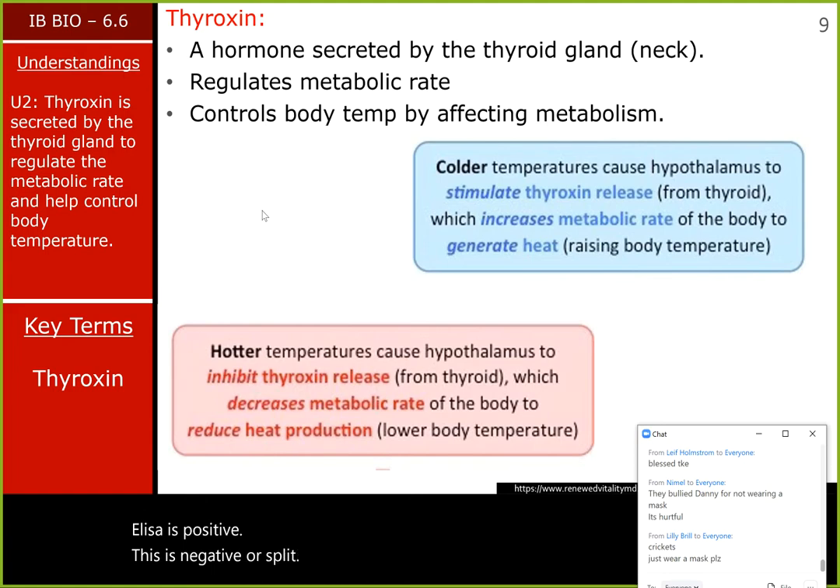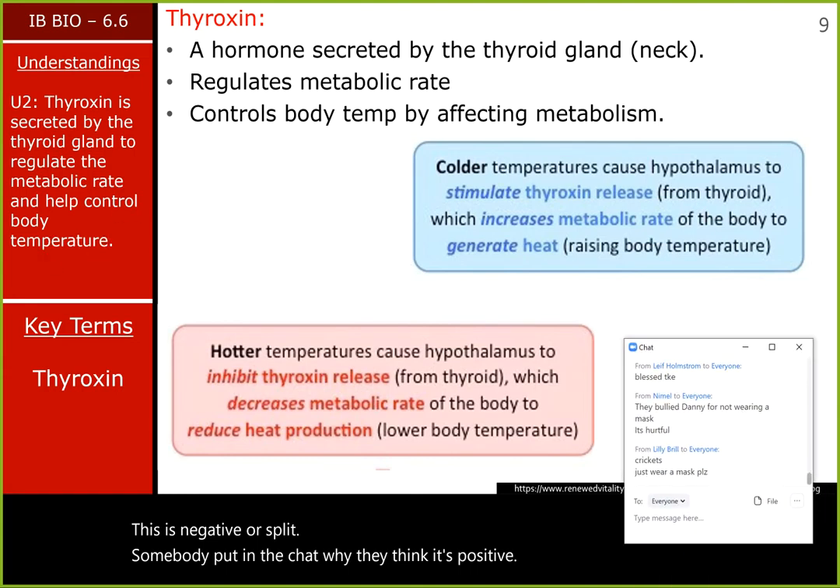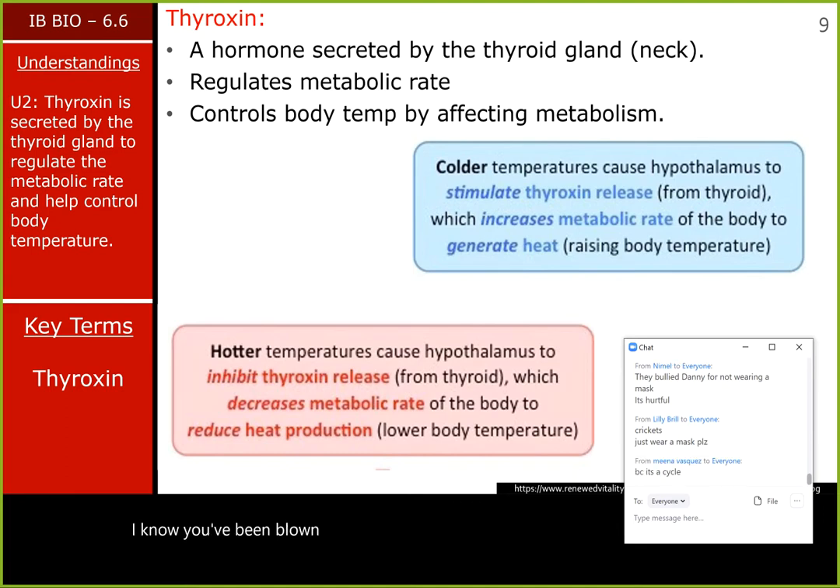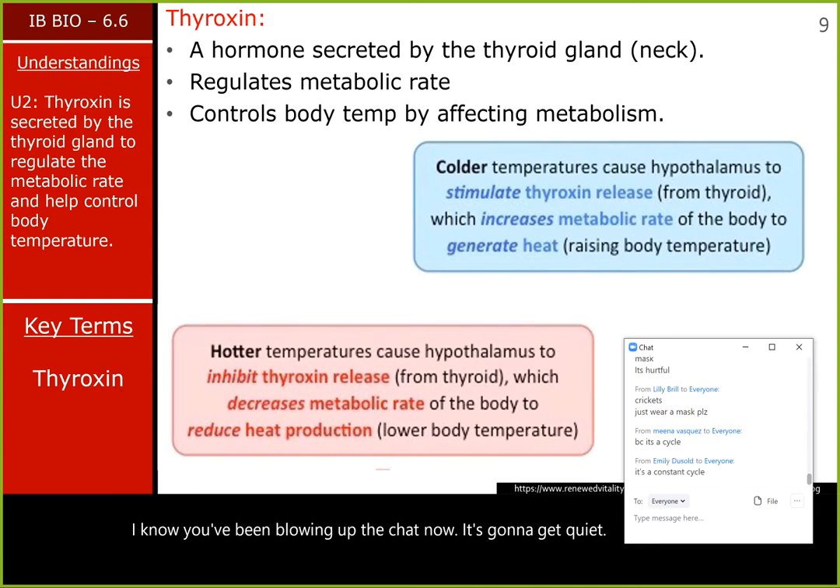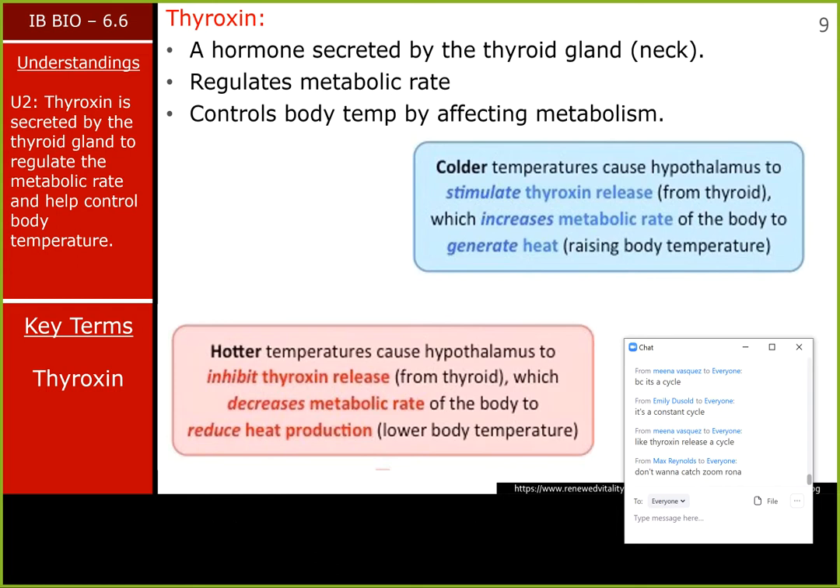Somebody put in the chat why they think it's positive. Come on now, y'all been blowing up the chat. Now it's going to get quiet. Zoom Rona, huh?